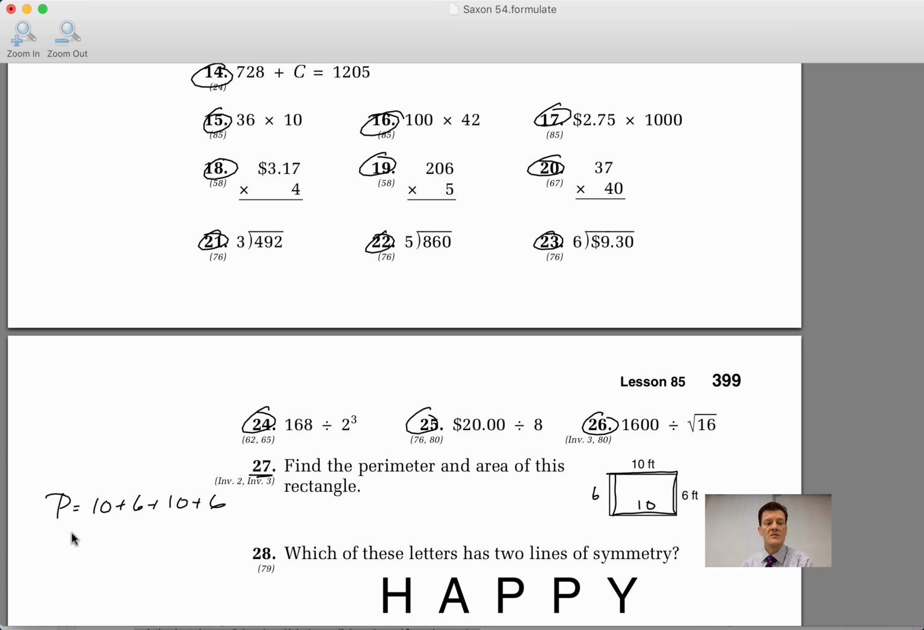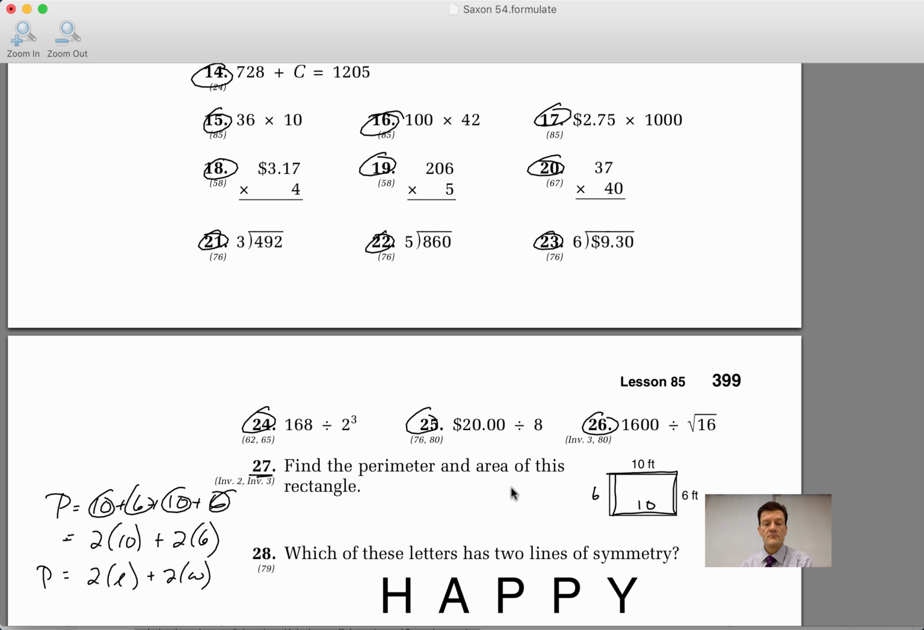Also, I'm just going to write this another way. You got 2 10s, so you could write it as 2 times 10, plus you've got 2 6s, 2 times 6 if you want to. You might see it that way as well, okay? Because the perimeter of a rectangle is 2 times the length plus 2 times the width.